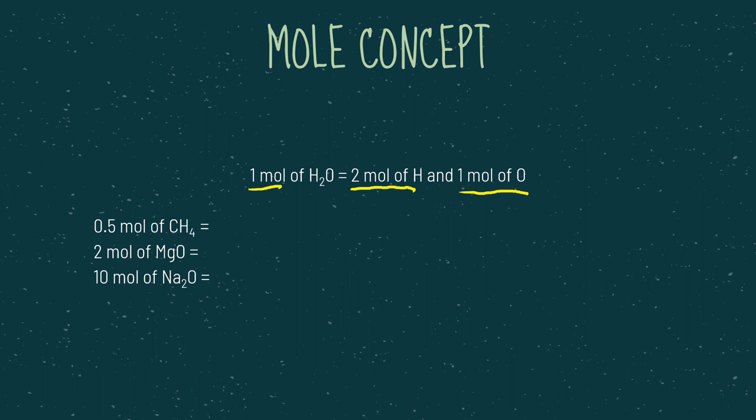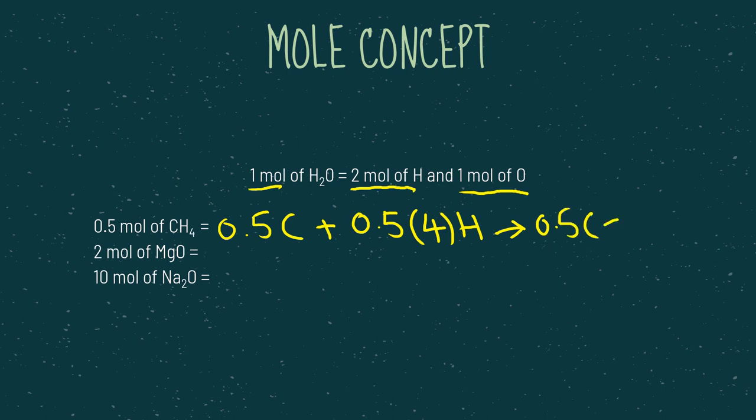So in the first example, we are given 0.5 mole of CH4. So this means that there will be 0.5 mole of carbon plus 0.5 moles times 4H. So this means there will be 0.5 mole of carbon plus 2 mole of hydrogen.